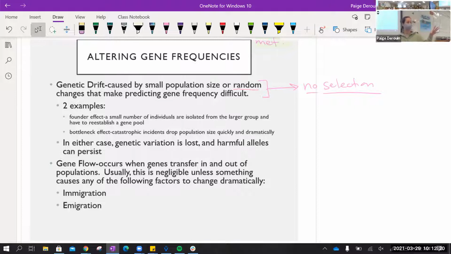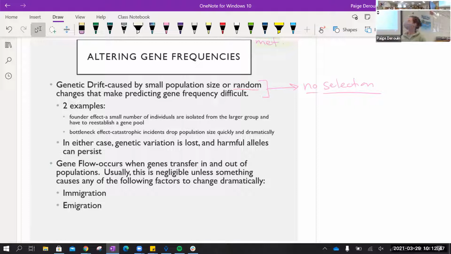Bottleneck effect is really similar, but this is when there's some sort of catastrophe that knocks out a ton of the members of the population, like a volcano erupts or there's a tsunami. Something unpredictable and random, which would not be natural selection because no organisms have an advantage over the other in that case. Like when there's a volcano, no one is like, I have higher fitness to survive this. No, you don't, you're all the same. I'm going to show two pictures of this in just a second.